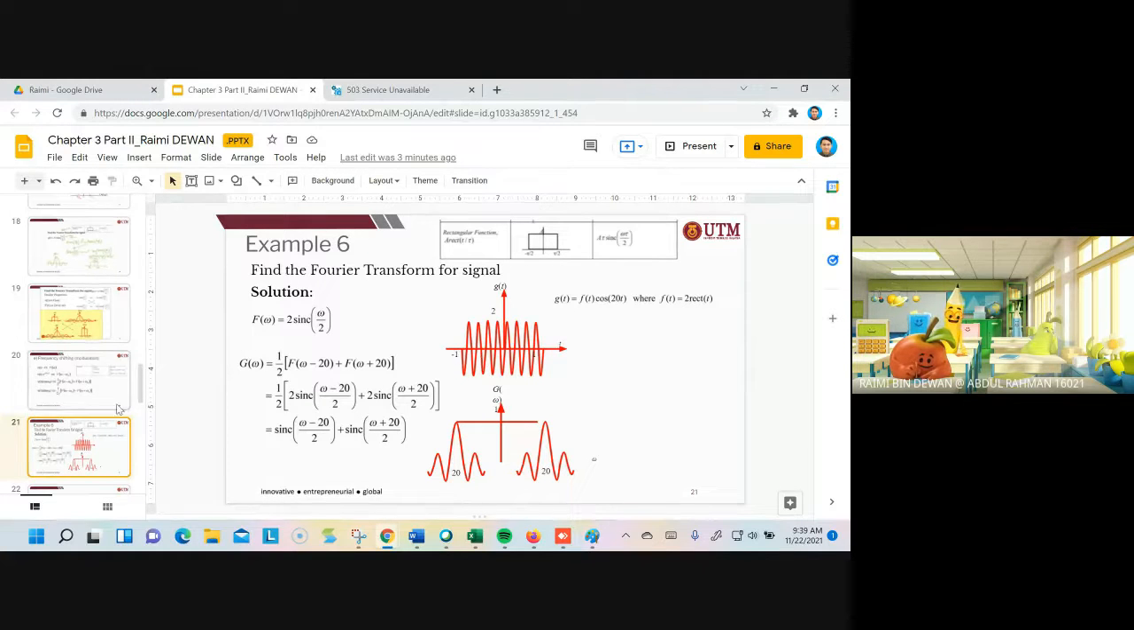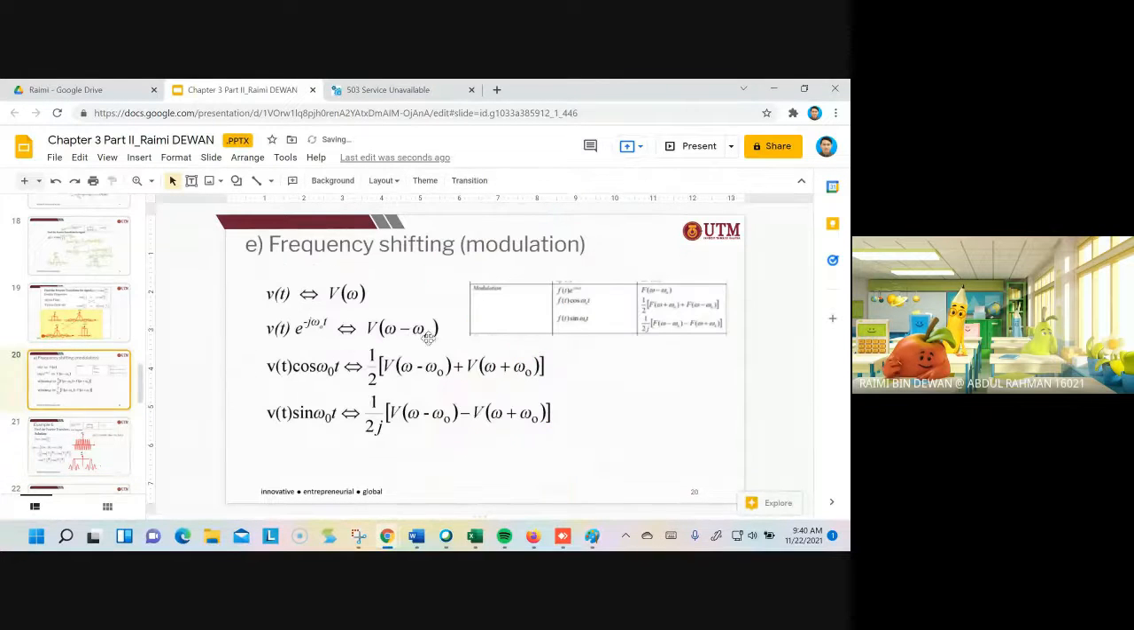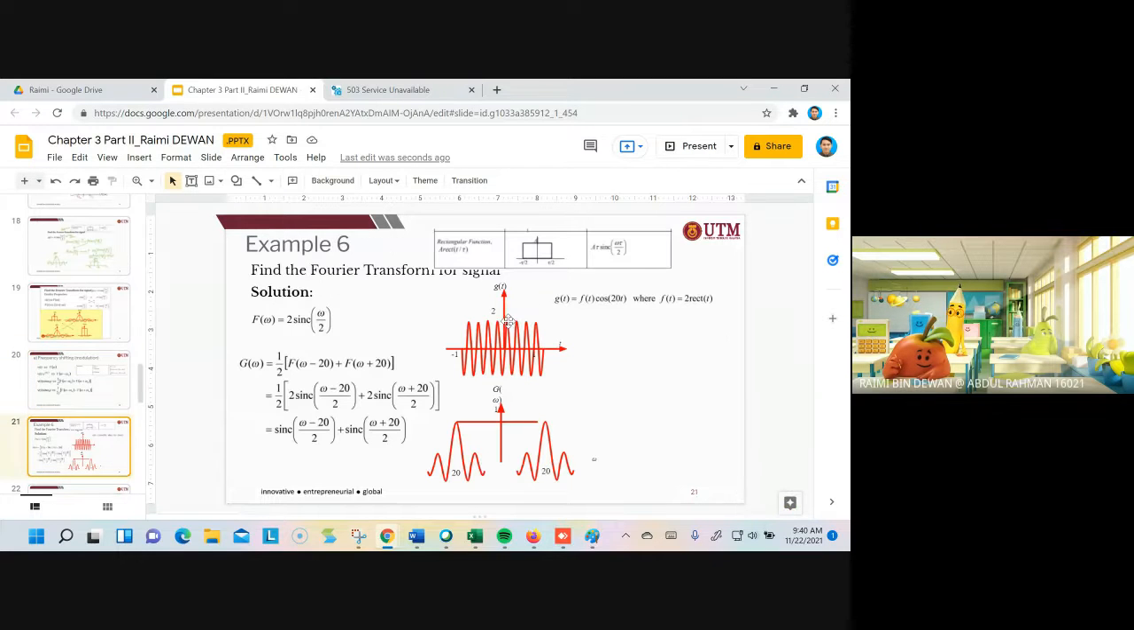So G(omega), you do it accordingly. You see F(omega minus 20), because it shows here the carrier wave omega. Where is the slide just now? You see here e to the j omega naught t, and then cos omega naught t and sin omega naught t. Our question is about cos omega naught t, so omega naught is actually 20. So this is omega minus omega naught, so omega minus 20, and omega plus omega naught, so omega plus 20.